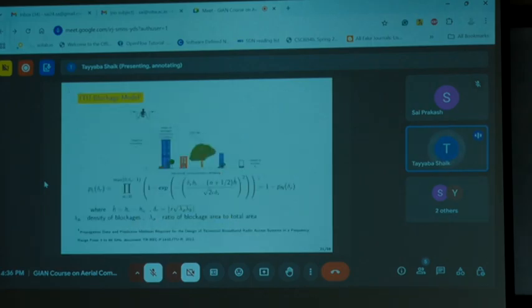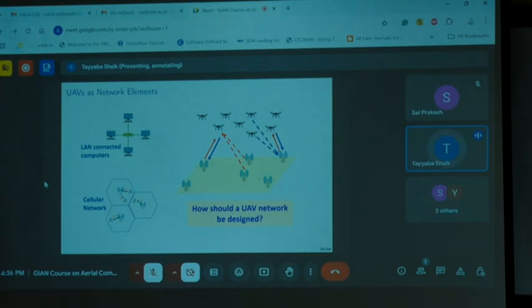So given this, we'll start with the motivation for the work that we have done. If we look at the existing architecture, such as LAN-connected computers or the cellular network, we all know on what protocols these are designed. For example, in a cellular network there are handoff mechanisms when the user moves from one cell to another cell.